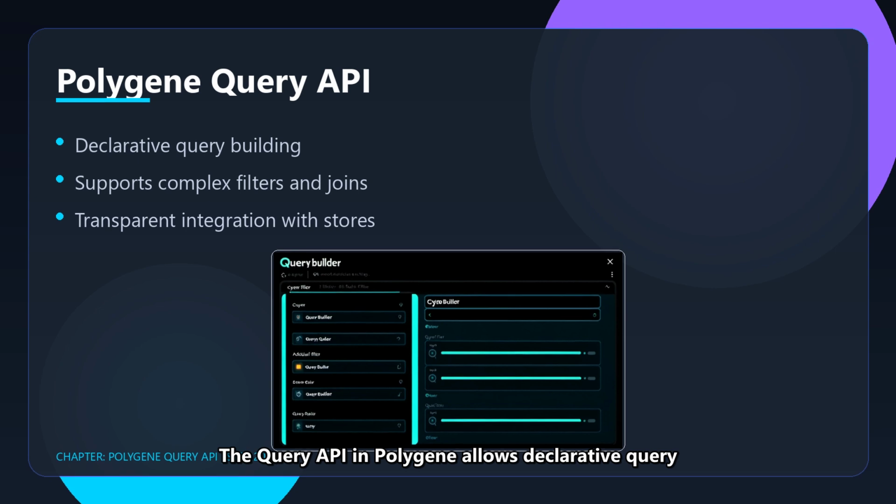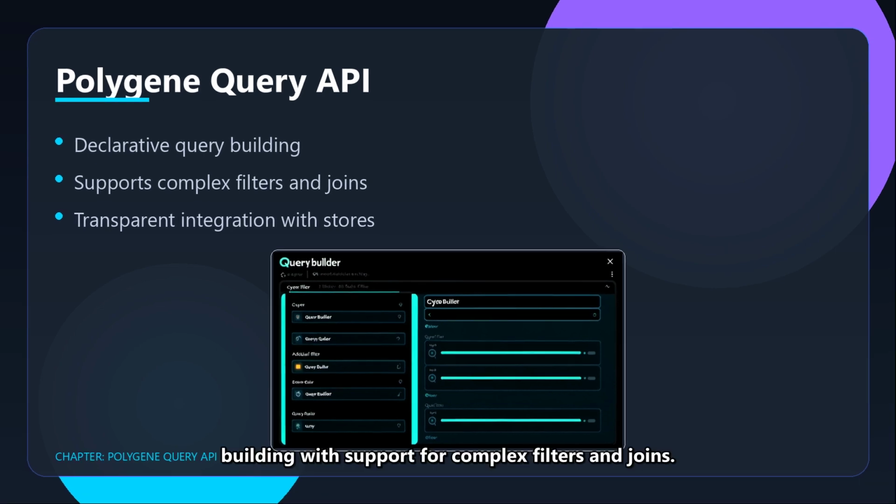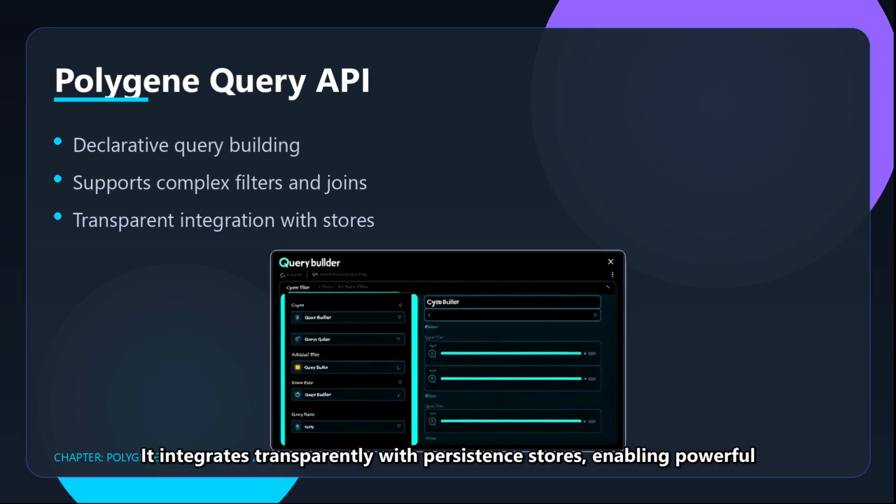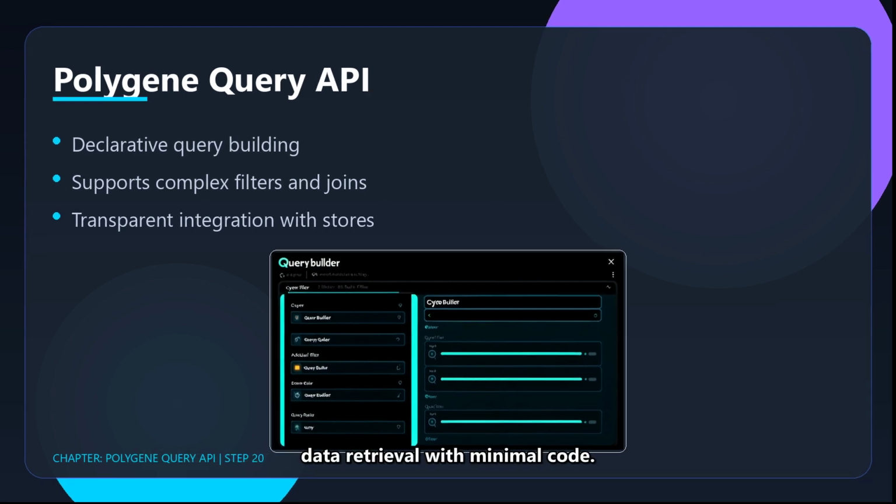The Query API in Polygene allows declarative query building with support for complex filters and joins. It integrates transparently with persistent stores, enabling powerful data retrieval with minimal code.